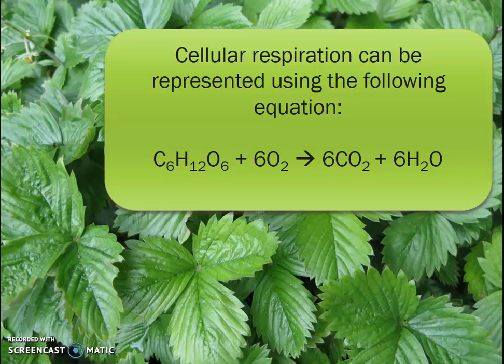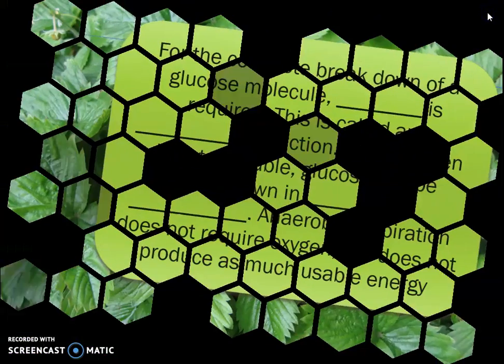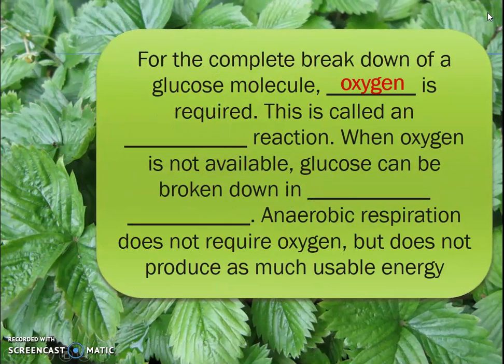Cellular respiration can be represented using this equation. If you are paying really close attention to the chemical formulas in this chapter, you'll notice that this one is the exact opposite of the photosynthesis equation. For the complete breakdown of a glucose molecule, oxygen is required.